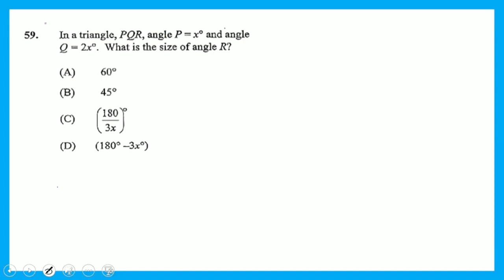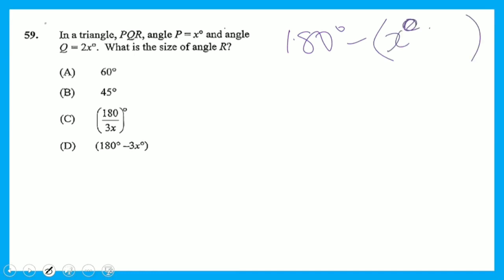Almost there. We have a triangle PQR. Angle P is equal to x, and angle Q is equal to 2x. What is the size of angle R, the third angle? So we know that all the angles in a triangle add up to 180 degrees. And if we want to find the third angle, just subtract the sum of both of the other angles.